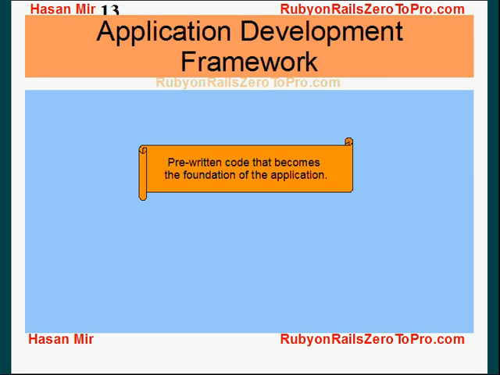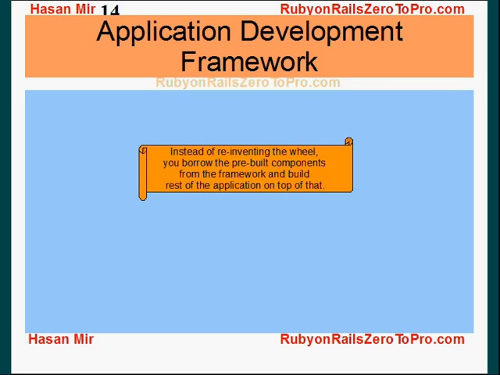What is an application development framework? A framework is simply a pre-written code that becomes the foundation of the actual application. Instead of reinventing the wheel, you borrow the pre-built components from the framework and build rest of the application on top of that.